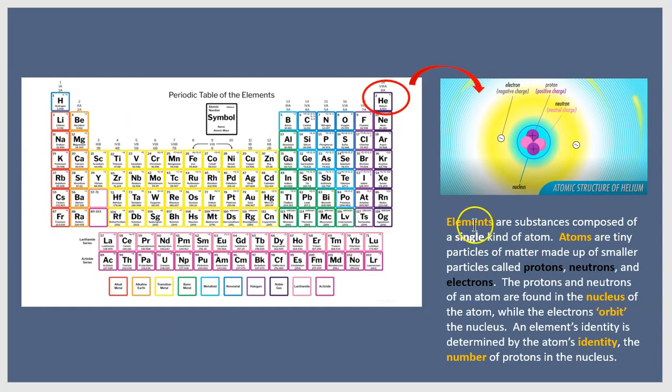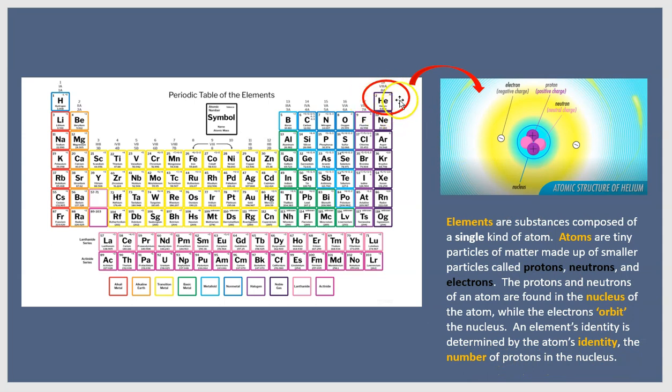Now back to the basic structure of an element. Elements are substances composed of a single kind of atom. And atoms are tiny particles of matter made up of smaller particles called protons, neutrons, and electrons. The protons and neutrons of an atom are found in the nucleus of the atom, while the electrons orbit the nucleus. And an element's identity is determined by the number of protons in the nucleus.